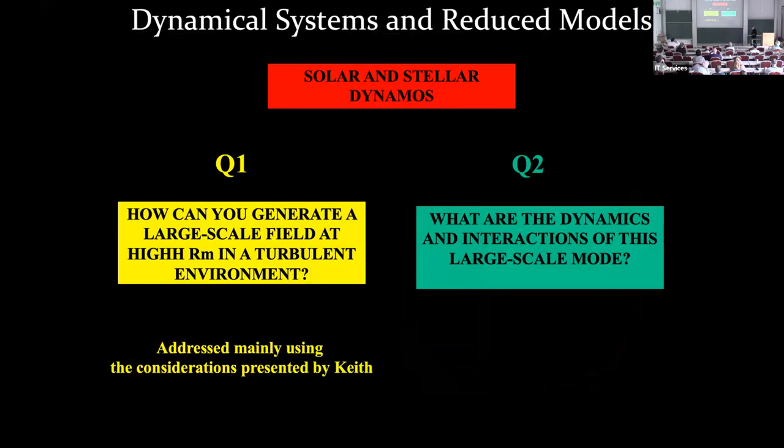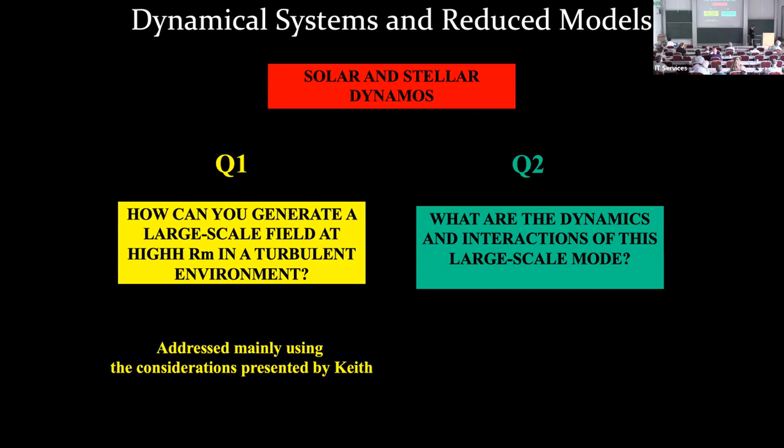Okay, so that's the introduction, a whistle-stop tour. Now I was asked to talk about dynamical systems and reduced models. So let me spend a bit of time saying what I think these are good for. Imagine we take our solar and stellar dynamos. There are at least two questions you could ask. The first question is, how can you generate a large-scale field at high Rm in a turbulent environment? And that really was the topic of Keith's talk this morning.